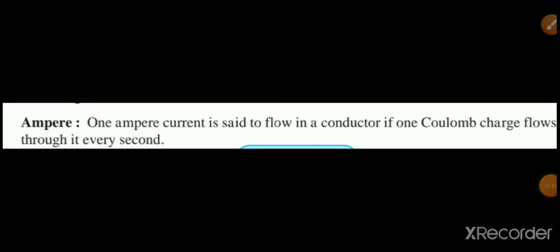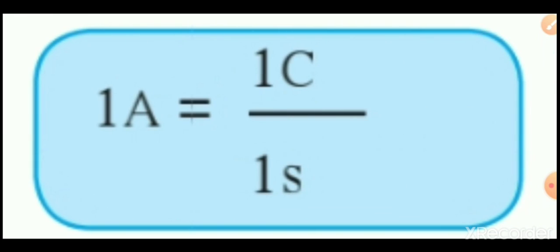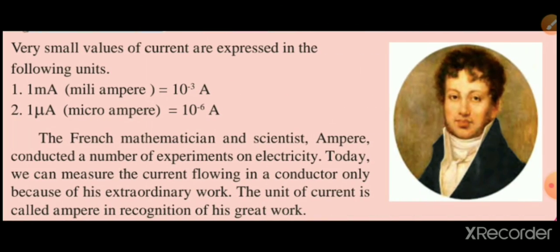Now we'll see the ampere. 1 ampere current is said to flow in a conductor if 1 coulomb charge flows through it every second. You can see here 1 ampere is equal to 1 C, that means 1 coulomb per second. Now very small values of current are expressed in the following units, as we have seen earlier. 1 milliampere is equal to 10 raised to minus 3 ampere. 1 microampere is equal to 10 raised to minus 6 ampere.